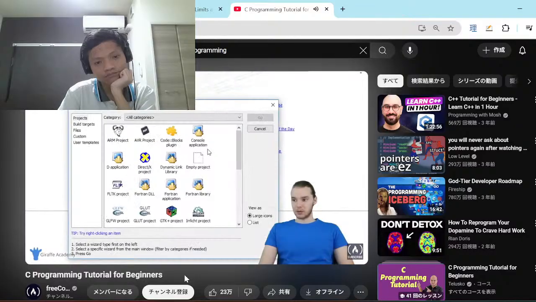So either way, it's going to bring you to this window over here. And there's going to be a bunch of options here. Basically, these are different types of C projects that we can create. What we're going to be doing is creating a console application. This is just a basic C project that you could run on your computer. That's exactly what we need. So click on console application and click go.